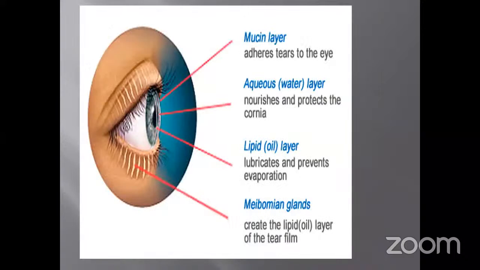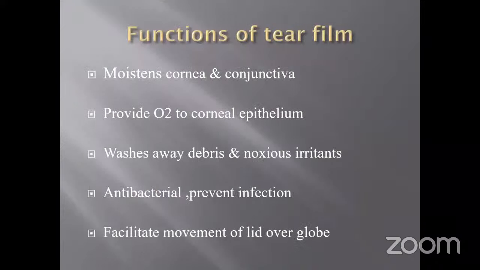So again, these are the three layers. Once more, mucin layer adheres tears to the eye. Aqueous layer nourishes and protects the cornea, and the lipid layer lubricates and prevents the evaporation. The meibomian gland is responsible for the lipid layer secretion.